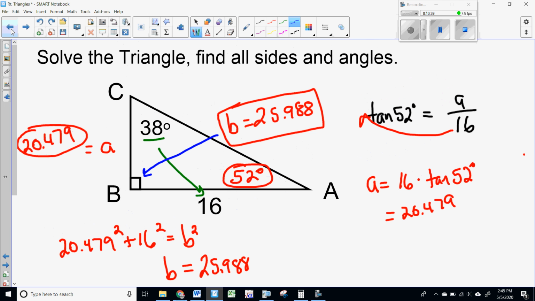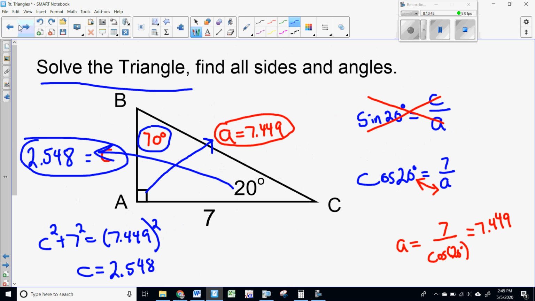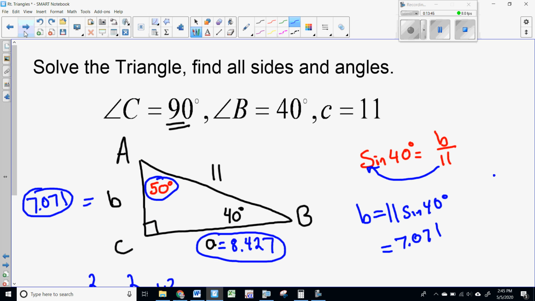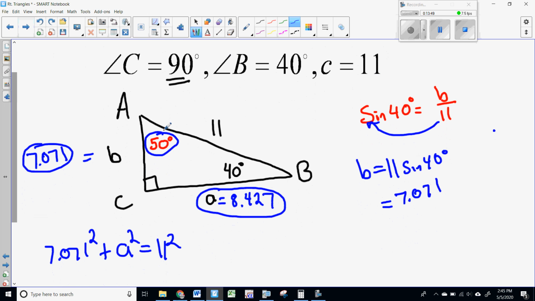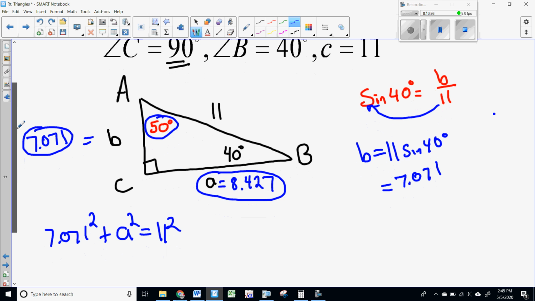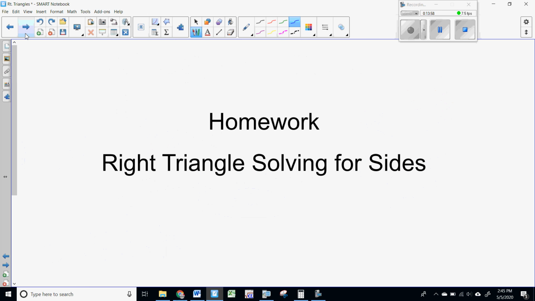The first few problems on your homework, you'll have a nice picture to follow. After that, you'll have to draw the picture yourself. Do not worry if it's to scale or it looks perfect. I draw every single triangle the same way, just like this one, and then label it, and then just do the math to solve it. All right, you are now ready to do the homework over right triangles, where we are solving for all of the sides.